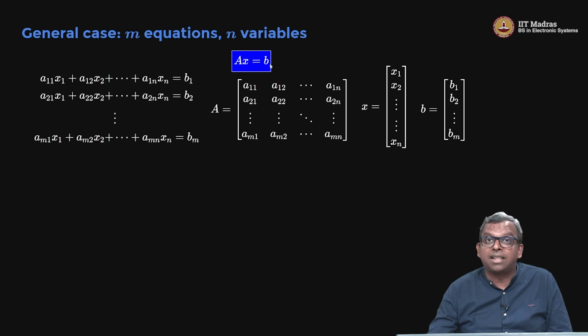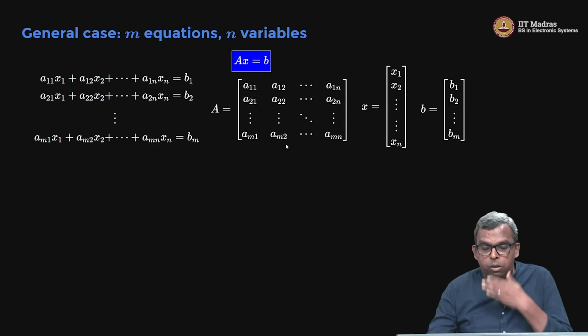You have an equation Ax equals b. It's a very famous equation in linear algebra. So you have these equations. x1 to xn are my variables. I'll call it a vector x. b1 to bm are my right hand side values. I'll call it a vector b. And the matrix A has these coefficients a11, a12, a1n, and then there are m rows, and this is how it looks.